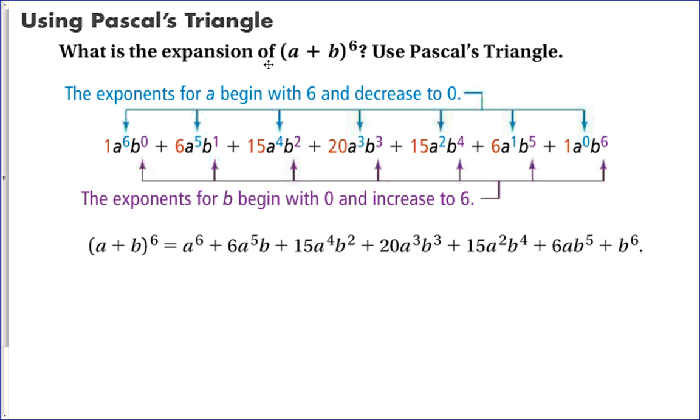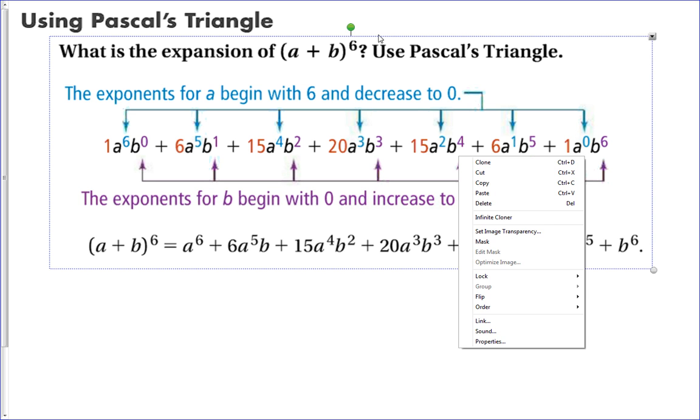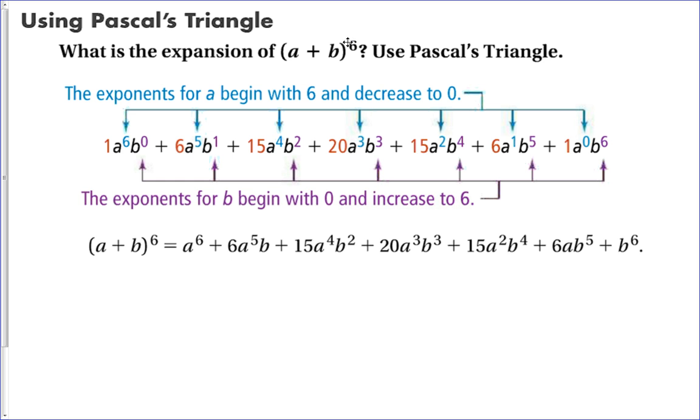So if you go to the 6th row of Pascal's triangle, you notice it's 1, 6, 15, 20, 15, 6, and 1. So you're going to start out with those numbers: 1, 6, 15, 20, 15, 6, and 1. Now, since this is a 6th-degree polynomial, you're going to start out with a to the 6th, b to the 0. Remember, b to the 0 is 1, so this term basically doesn't exist.